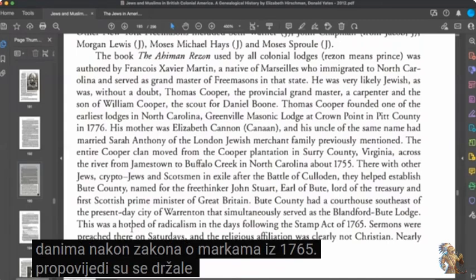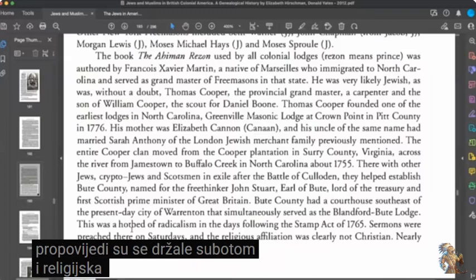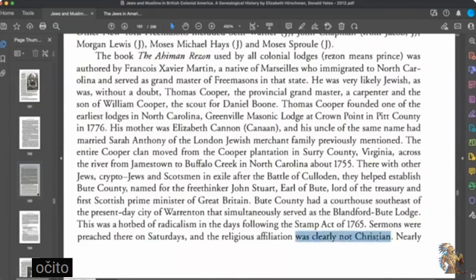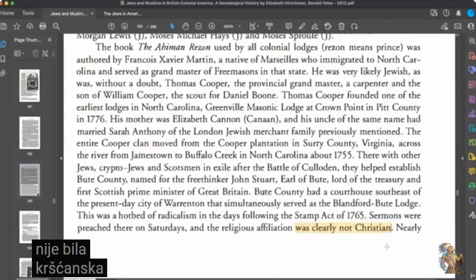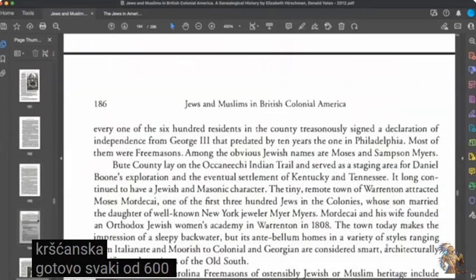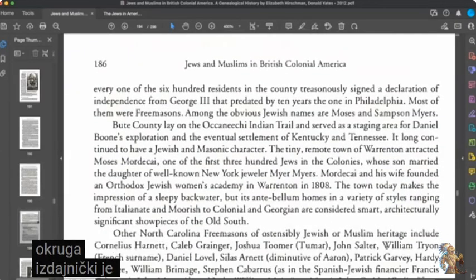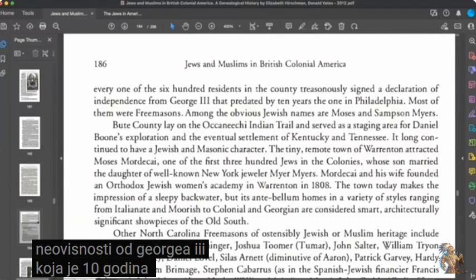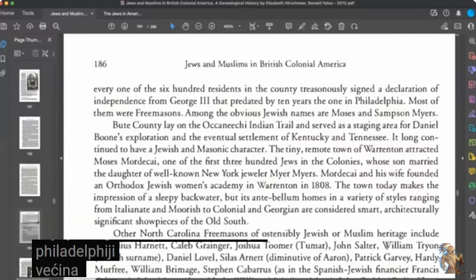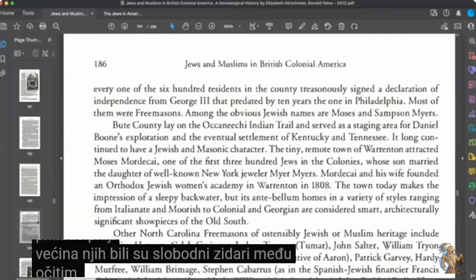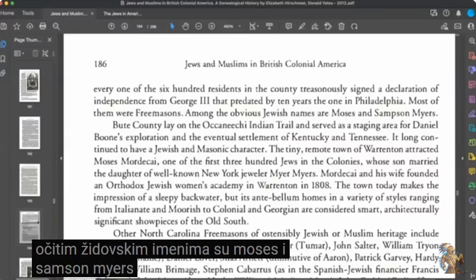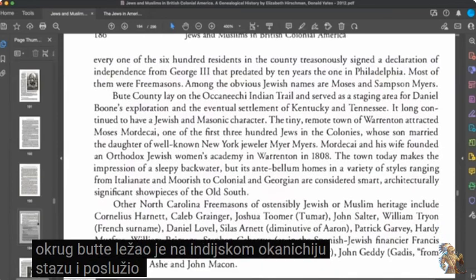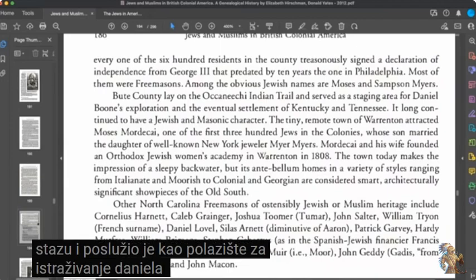Sermons were preached there on Saturdays, and the religious affiliation was clearly not Christian. Nearly every one of the 600 residents in the county treasonously signed a Declaration of Independence from George III that predated by 10 years the one in Philadelphia. Most of them were Freemasons. Among the obvious Jewish names are Moses and Samson Myers. Bute County lay on the Occaneechi Indian Trail and served as a staging area for Daniel Boone's exploration.